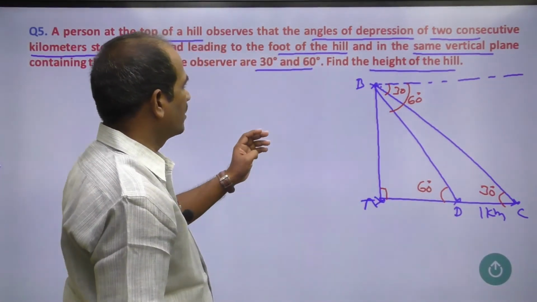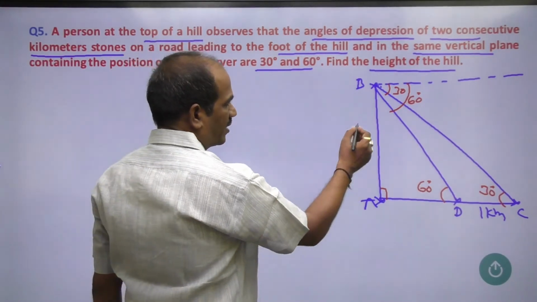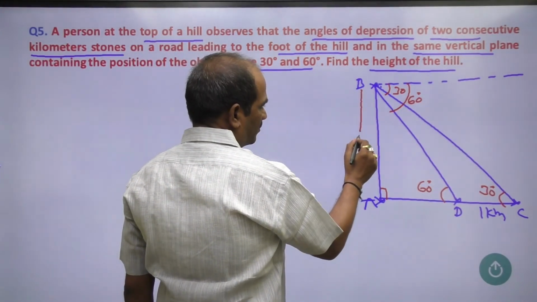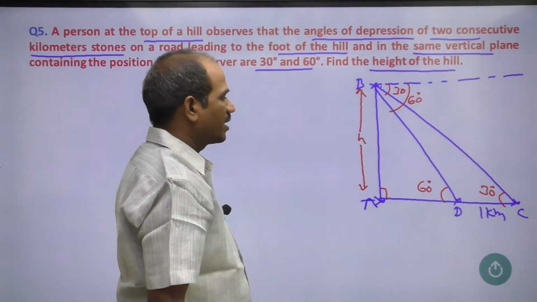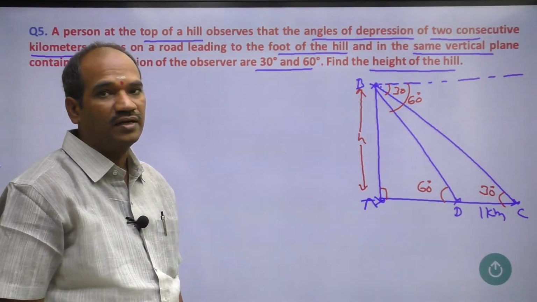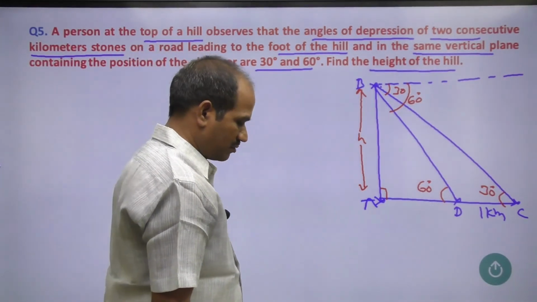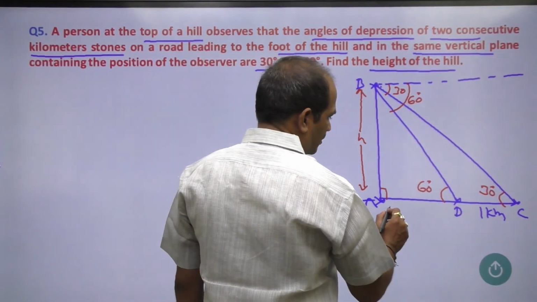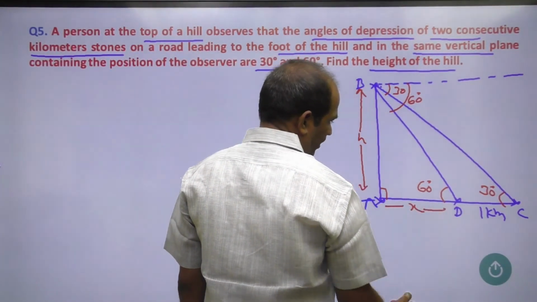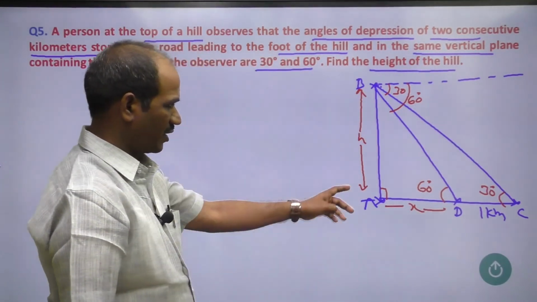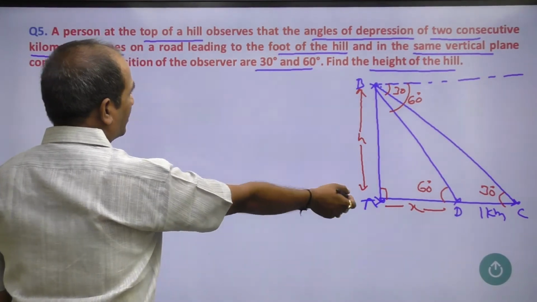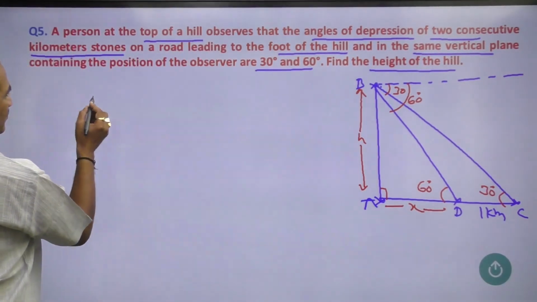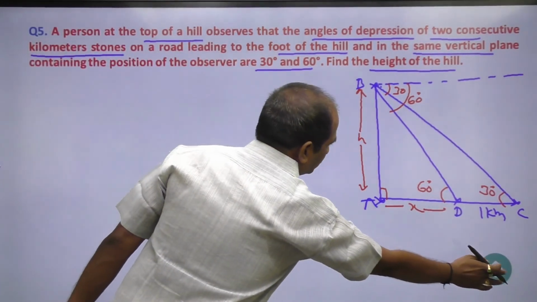So here we calculate the height of the hill. The height of the hill is h. We calculate the h value, the height of the hill. See here, this is 1 kilometer, and this distance is x meters. AD is x. First, let AB equal h, the height of the hill.